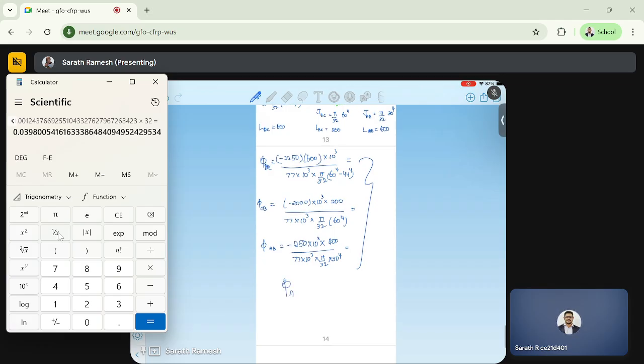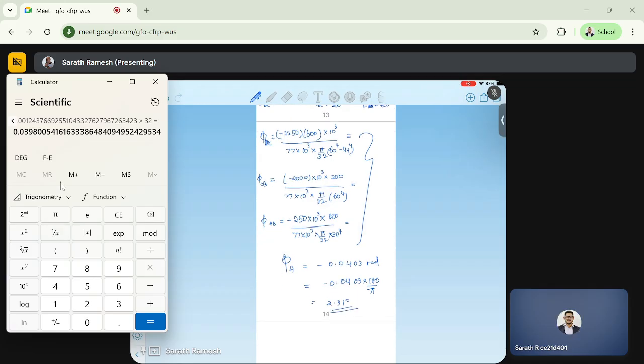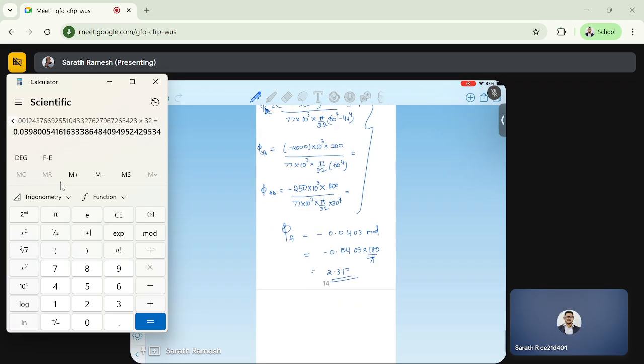Just check it. So phi A, when we add everything, I should get 0.0403 radians. Now, when we convert this into degrees, into 180 by pi, we will get 2.31 degrees. Fine. There may be only a calculation error, nothing else, or while I substituted. Okay, that's it.